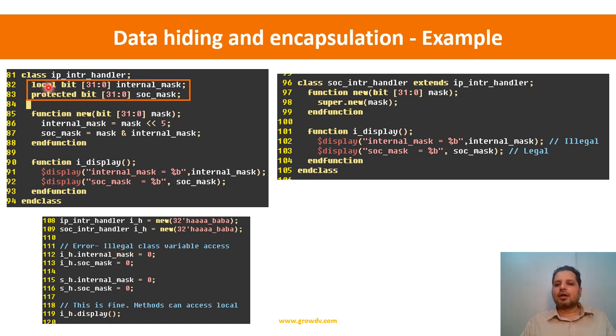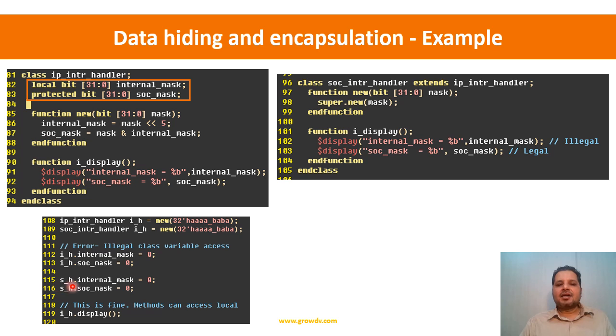Because it is local. Local meaning that it can be only used within the class. Even with the object dot notation, it is not accessible. And if I try to access SOC mask, which is protected, it is also an error. It is illegal because protected variables can only be accessed within your derived class, not using the dot notation.